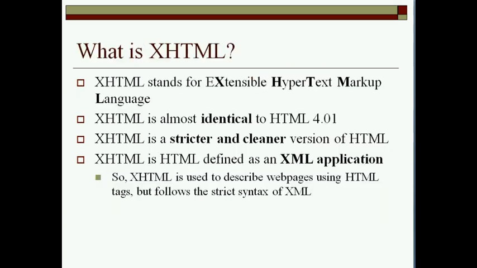XHTML. XHTML stands for Extensible Hypertext Markup Language. It is almost identical to HTML, but it is a stricter and cleaner version of HTML. XHTML is HTML defined as an XML application. So XHTML is used to describe web pages using HTML tags, but follows the strict syntax of XML, which is that every tag requires a corresponding closing tag, case sensitivity, and the like.